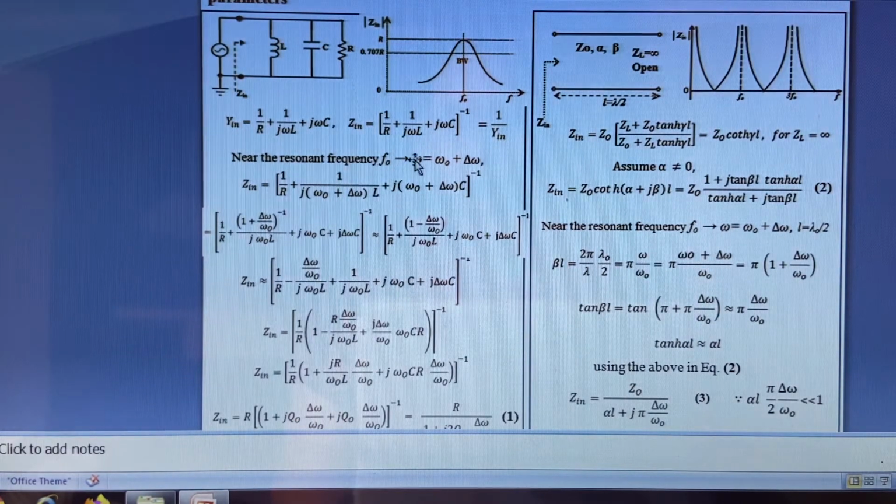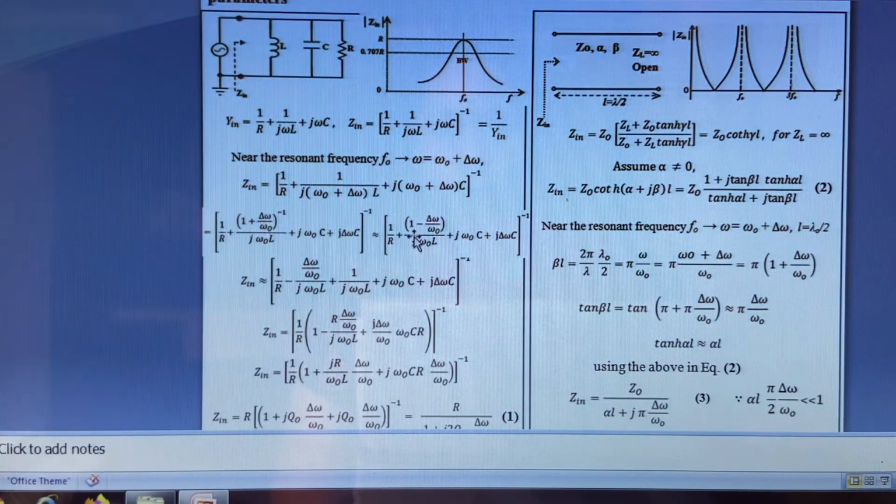Now near the resonant frequency, we have to find Zin. Near the resonant frequency means omega is equal to omega naught plus delta omega. So we substitute this value in the equation: wherever omega is there, replace it by omega naught plus delta omega. Rearranging this, we get this equation. Further, 1 plus delta omega by omega naught to the power minus 1 can be written as 1 minus delta omega by omega naught. After writing that, we are left with this equation.